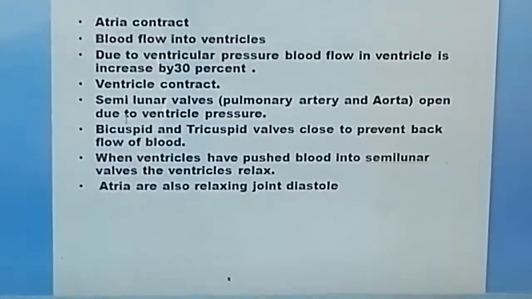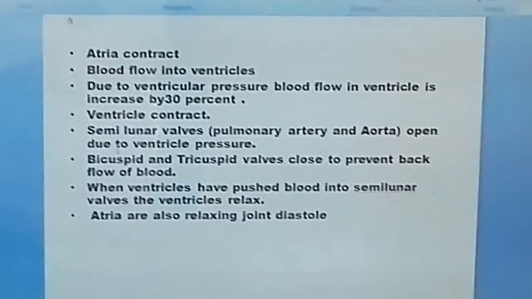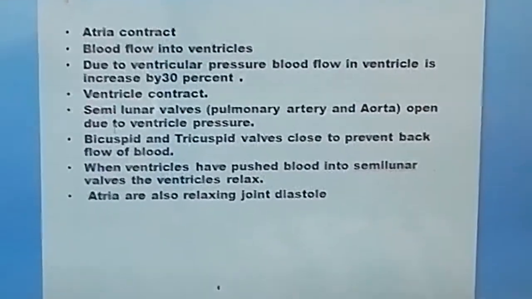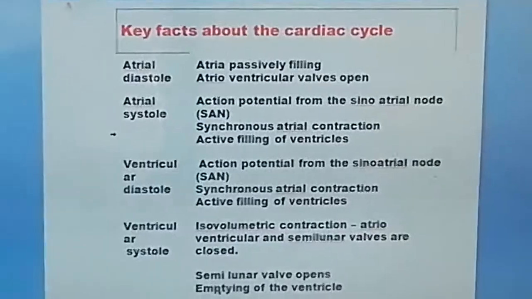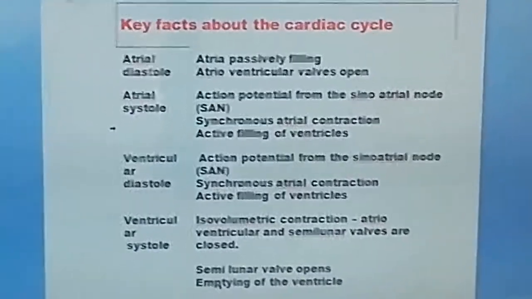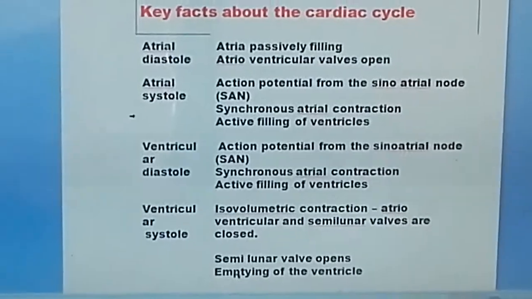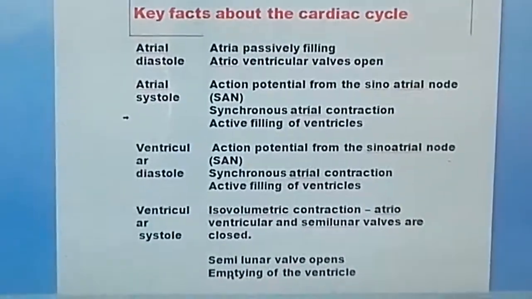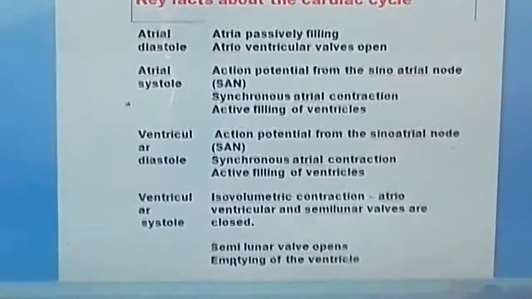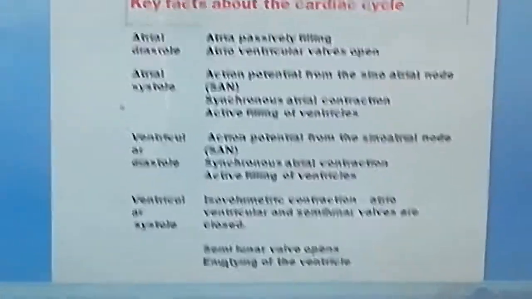So the cycle, from where we started the cycle, from the joint systole, we have come back again to the joint diastole. Now, key factors, I am summarizing the important steps of the cardiac cycle. Atrial diastole means the atria are relaxing. Atrial systole, the atria are contracting. Ventricular diastole, the ventricles are relaxing. Ventricular systole, the ventricles are contracting.